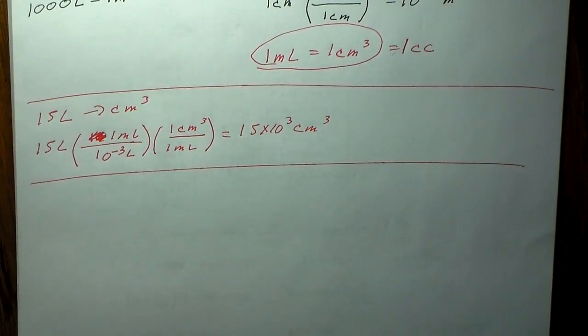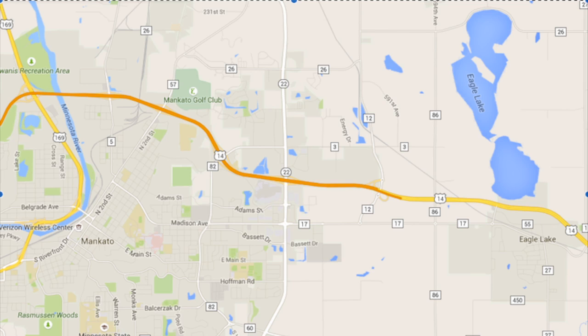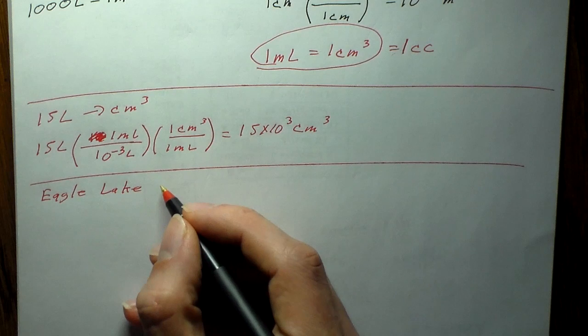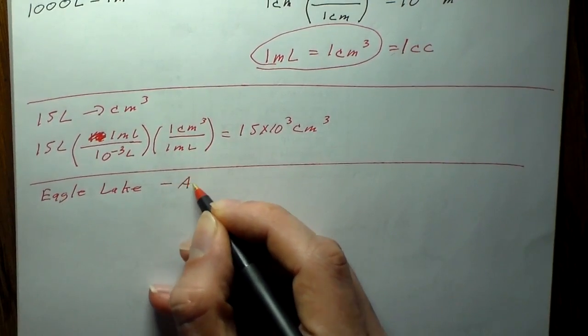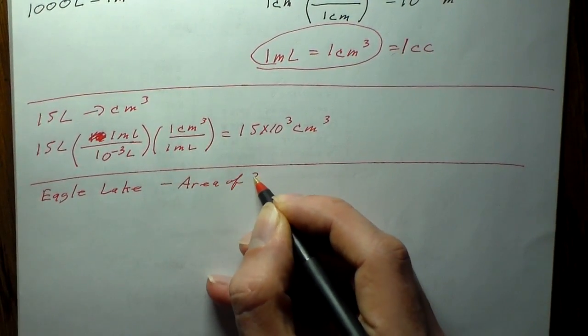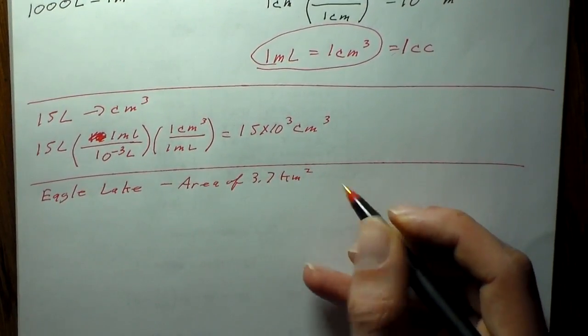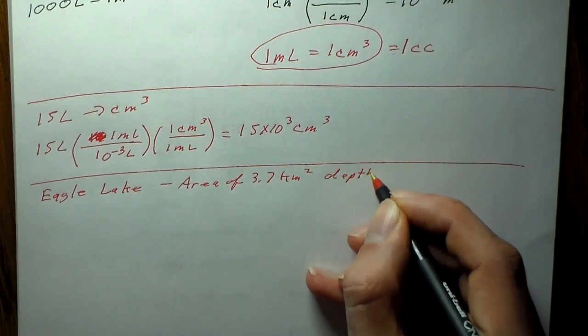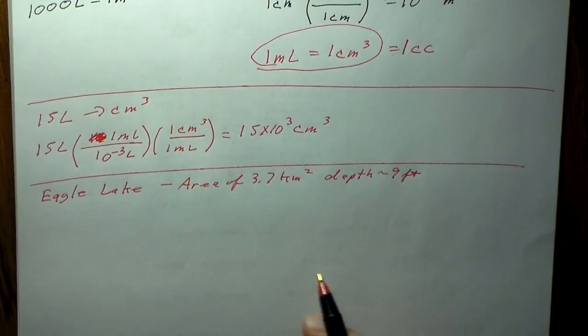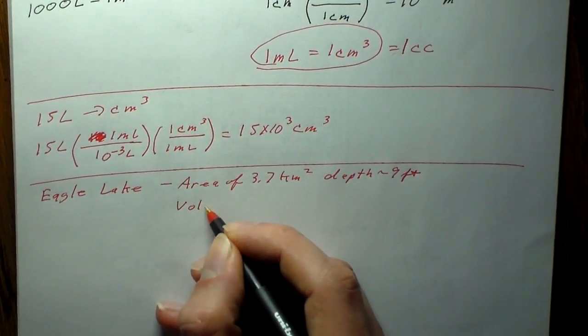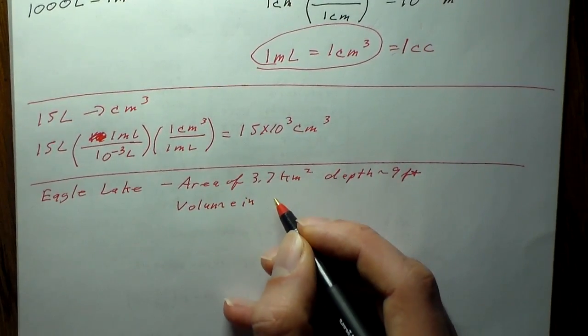Okay, now let's say we're dealing with questions where we have mixed units. So they're all lengths, but they're different units. So one might be in square kilometers, the other thing might be in feet, and we're dealing with the volume, but how do we actually deal with these conversions? So let's look at Eagle Lake. That's that one big lake by Mankato, so you're probably a little bit familiar with it if you've explored the area at all. Well, if you look up the values for this, it has an area of 3.7 square kilometers and a depth of around 9 feet. So let's say we want to figure out what the volume is in liters.